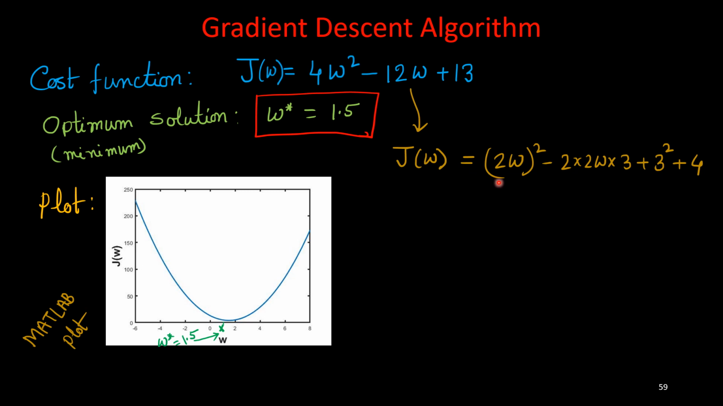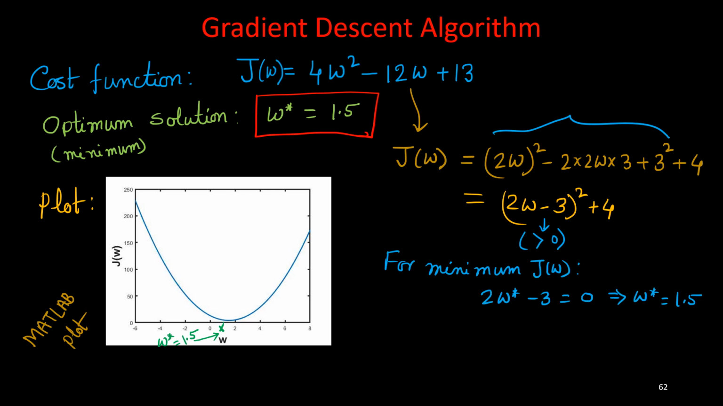In that case, this first 3 will give you (2w minus 3) whole square plus 4. You see, this term will always be positive because it's a square value. So if it is always positive, its minimum value will be 4 when this value is 0. So this cost function will attain the minimum value 4 when 2w minus 3 equals 0. Thus, 2w star minus 3 equals 0, so w star equals 1.5. So in a very simple way, we can solve this problem.